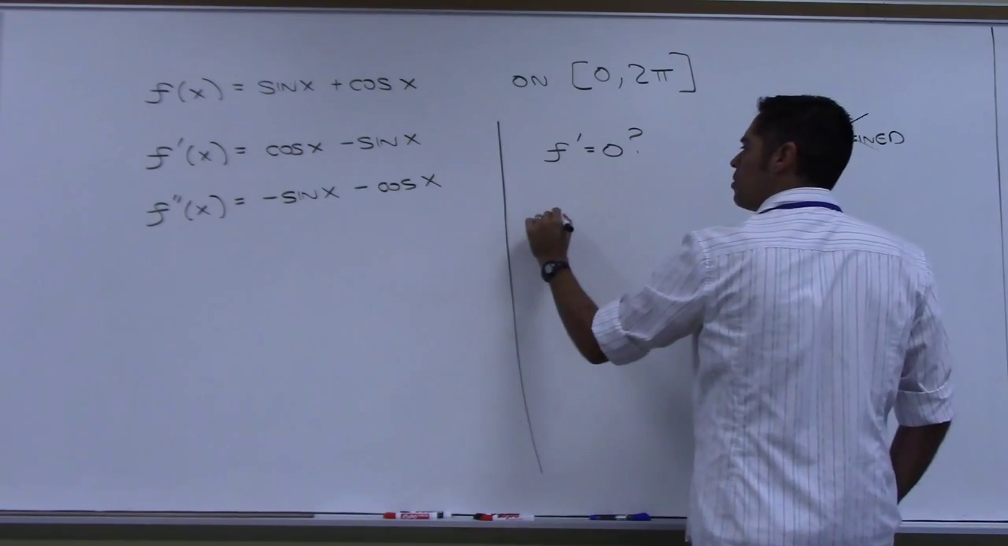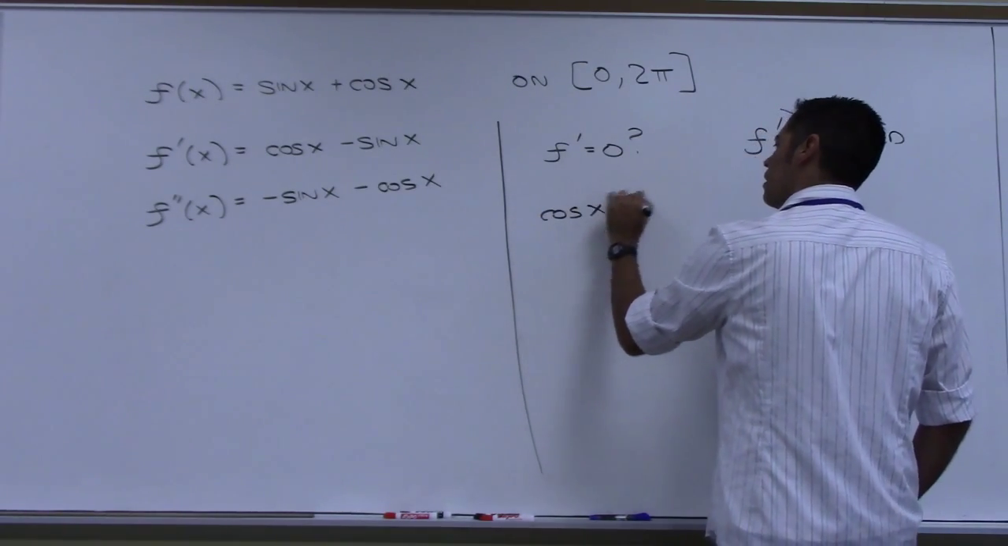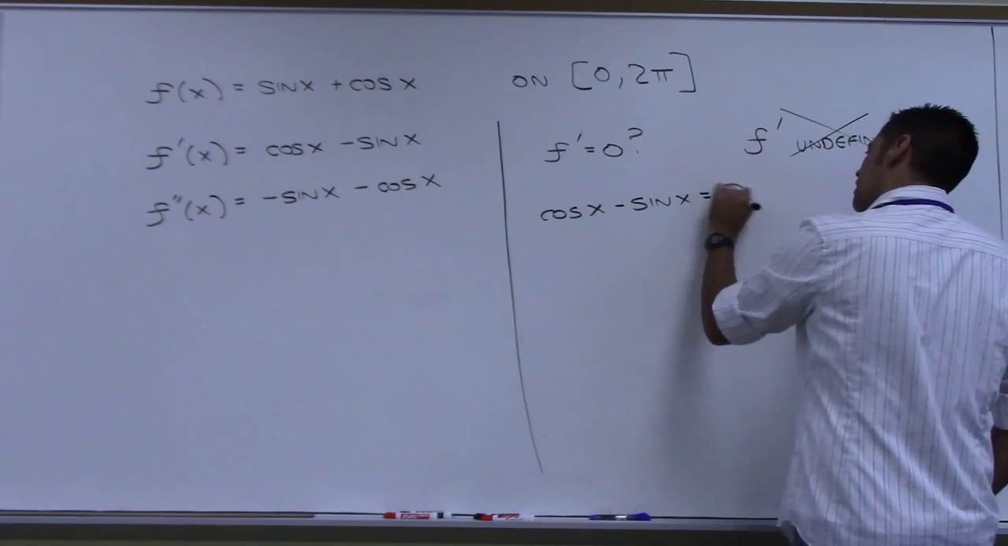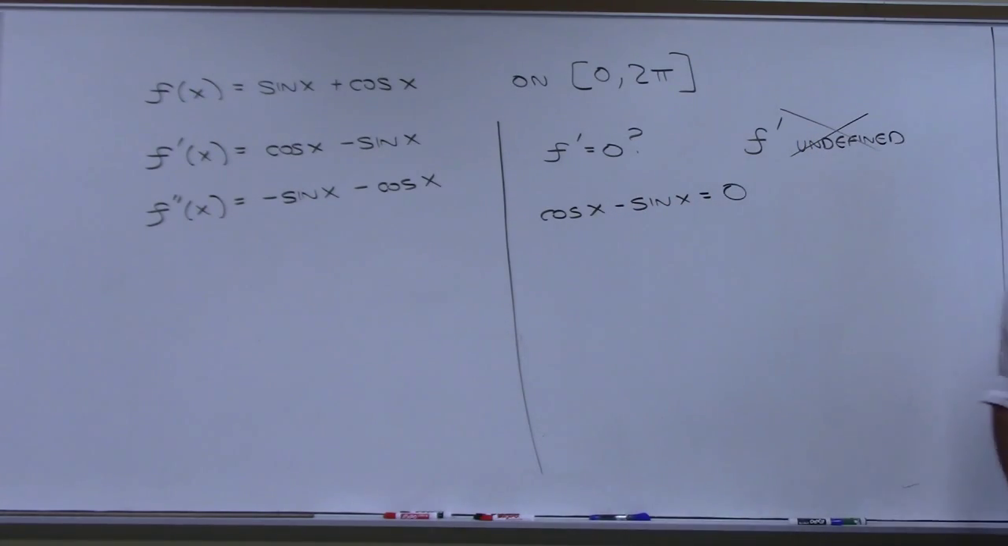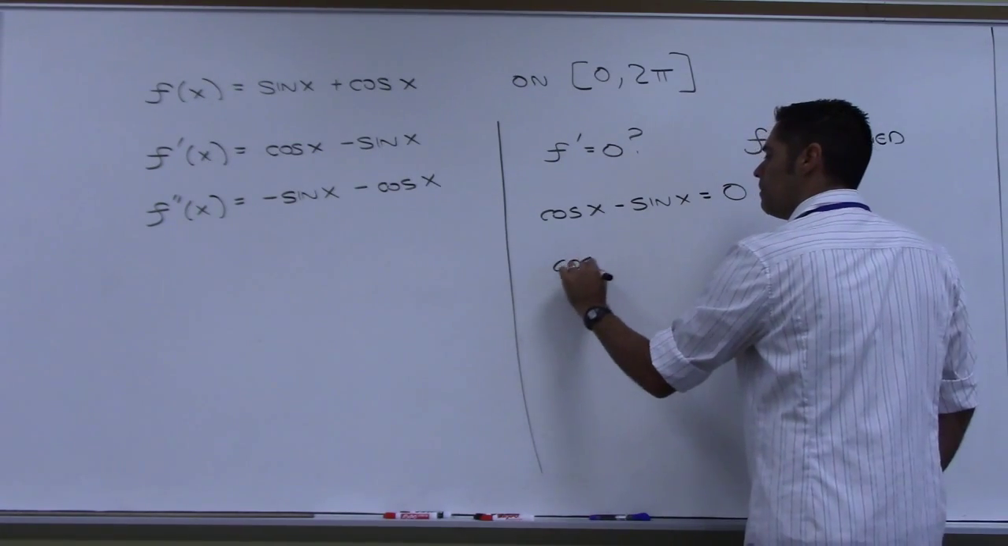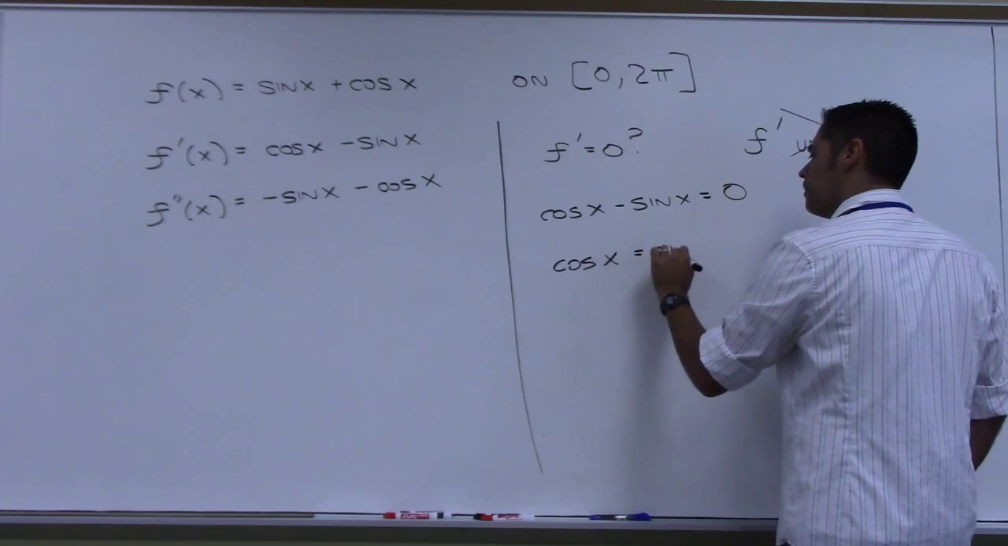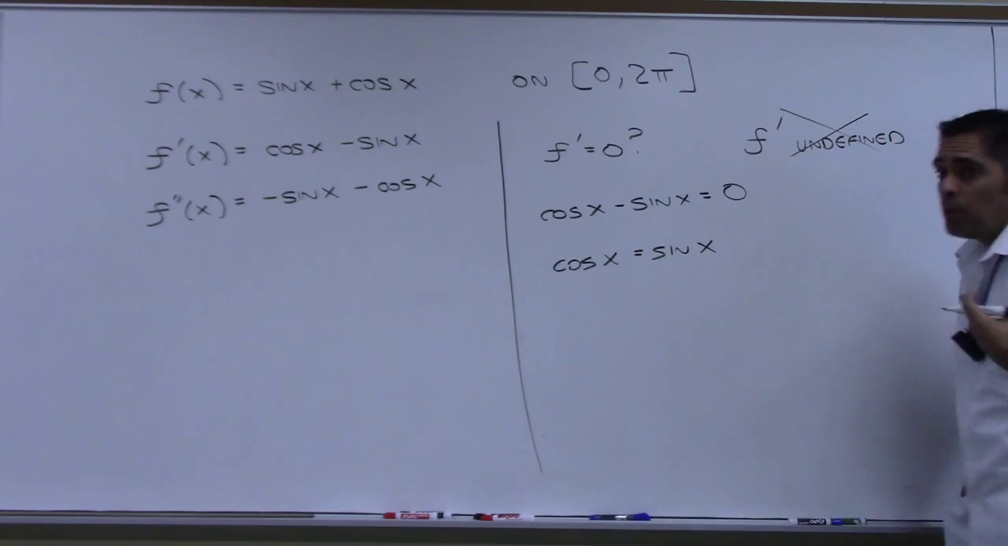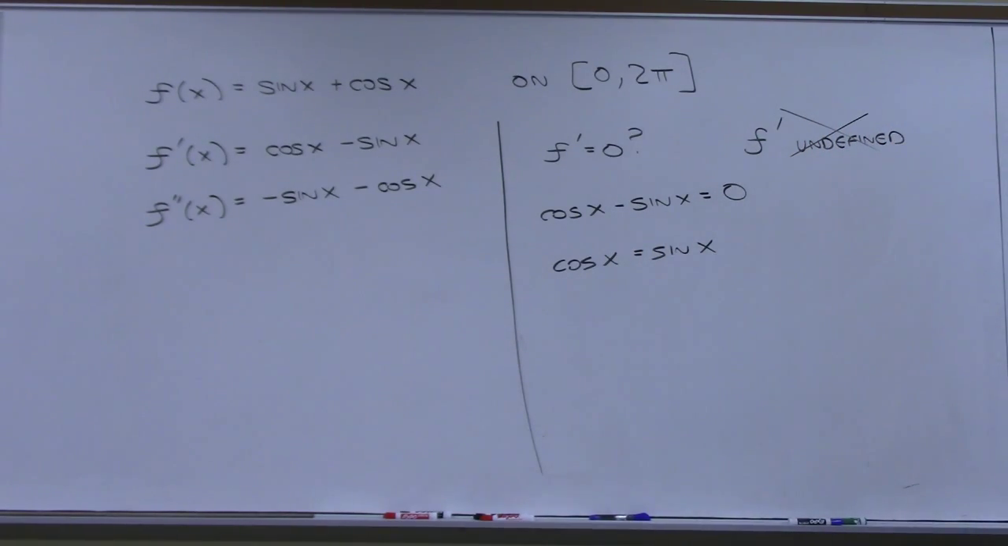So I'm going to set the first derivative equal to 0. And then the question becomes, how do you want to solve that? There's multiple ways to solve it. What I would do is move the sine x to the other side to make it positive. And then I would ask myself, where are cosine and sine the same? Where are they equal?